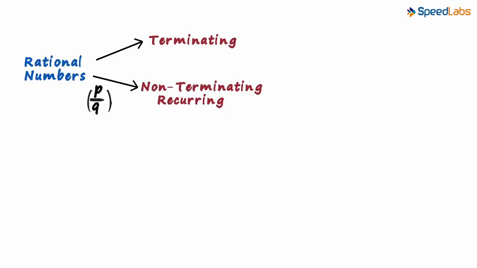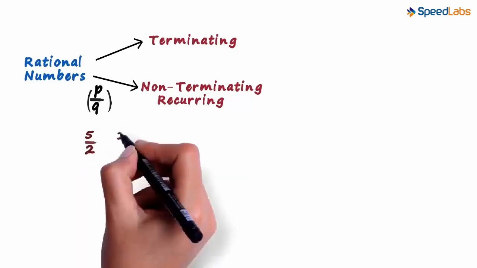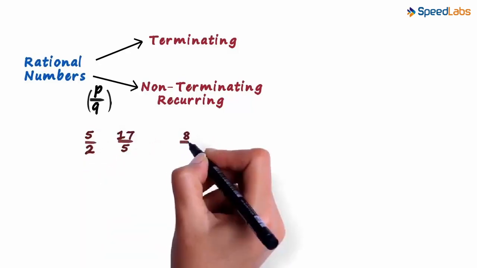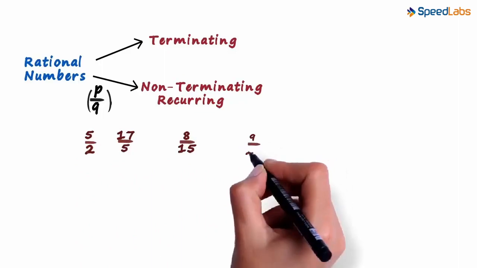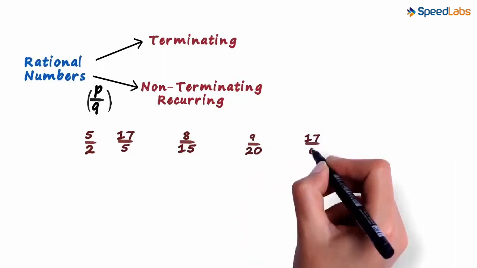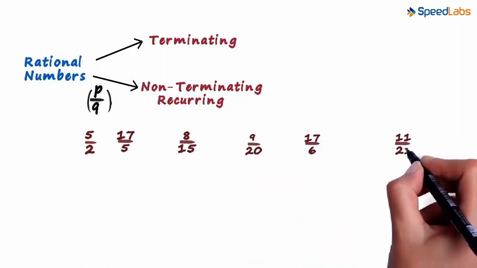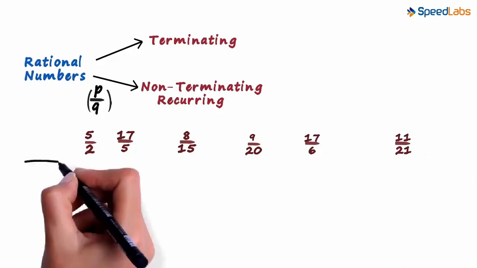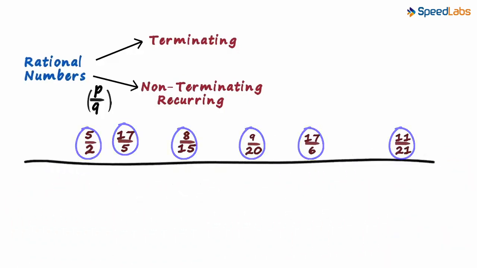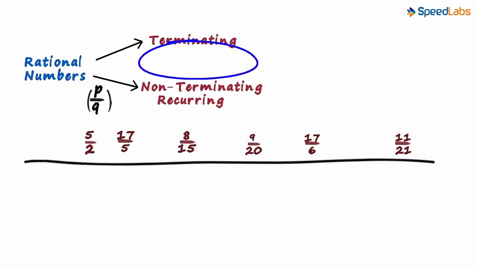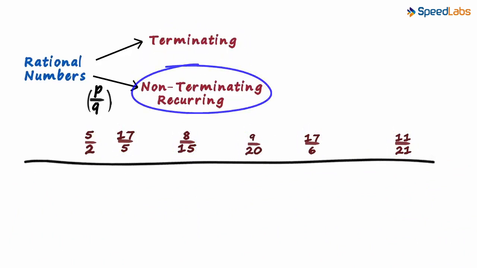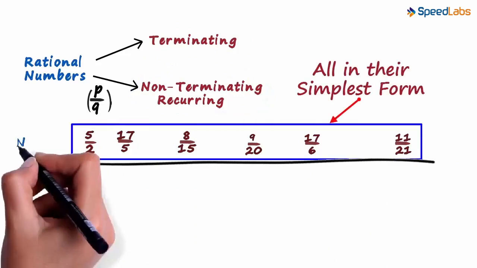Let's see. We look at 6 rational numbers in the p by q form. 5 by 2, 17 by 5, 8 by 15, 9 by 20, 17 by 6, 11 by 21. Without calculating the value of each in decimal form, can you directly tell the category each of them falls into? This category or this one? Let's make 3 rows and analyze it. Let this be the row of our numbers.